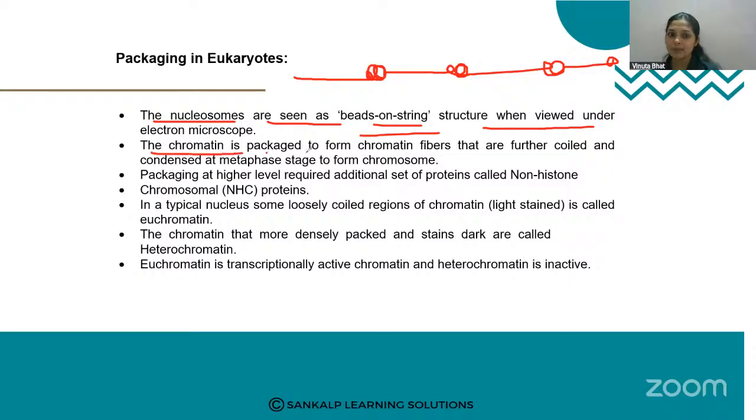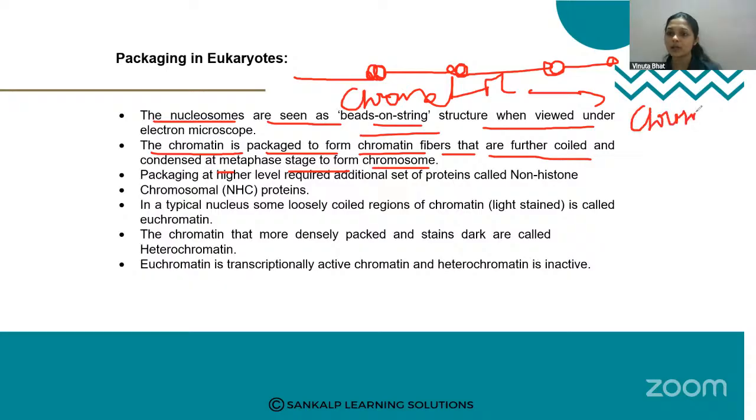The chromatin is packaged to form chromatin fibers that are further coiled and condensed in the metaphase stage to form the chromosome. Again, this chromatin network, in the metaphase stage, will undergo condensation and form the chromosome. The chromatin network forms chromosomes at the time of cell division. Packaging at a higher level requires an additional set of proteins called non-histone chromosomal proteins. NHC proteins are required for the higher level of arrangement.